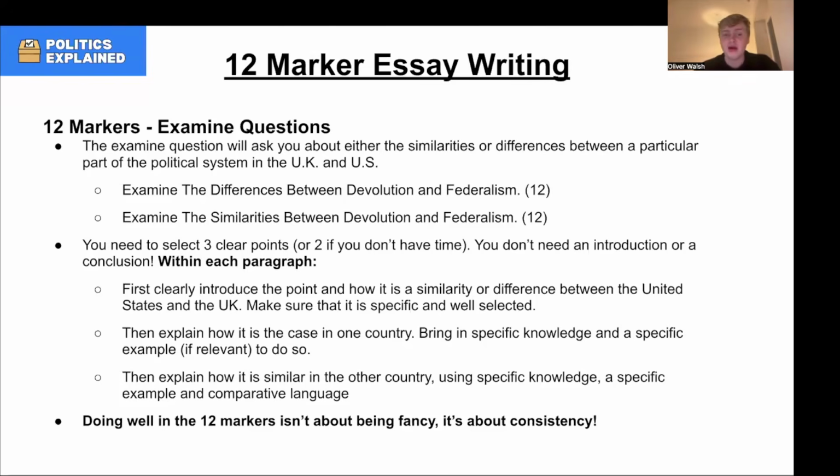And within each paragraph, you want to first clearly introduce the point and how it's a similarity or difference between the US and the UK. Make sure that it's specific and well selected. You then want to explain how it's the case in one country and bring in specific knowledge and an example, if relevant, to support it. Then compare and explain how it's similar or different in the other country using specific knowledge and an example to support it in that comparative language effectively. And you just want to do 3 of those.